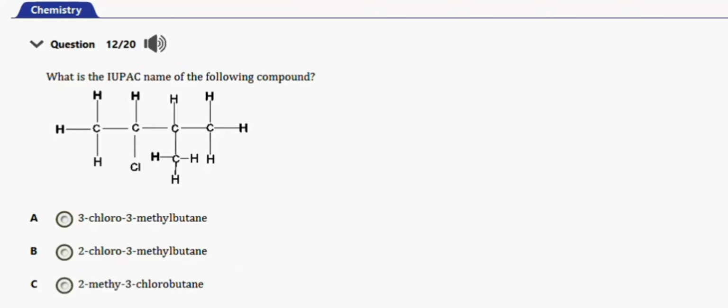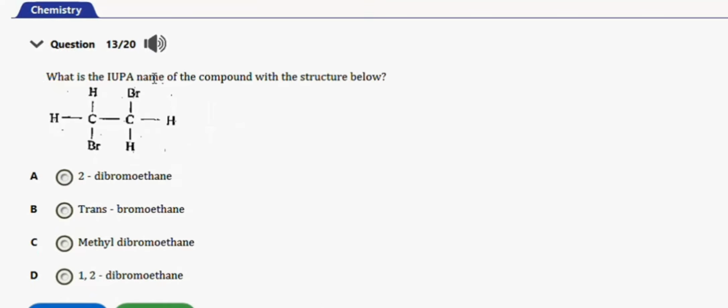Next question of this one. It says, what is the IUPAC name of the compound with the structure below? So guys, this will give us 1,2-dibromoethane. Yeah, that's the right answer, option D.